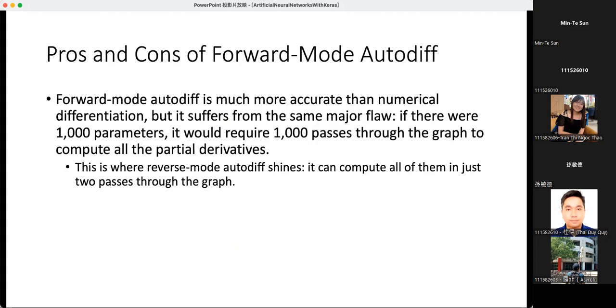So this is where reverse mode autodiff shines. It is so efficient. It's accurate and efficient. It can compute all of these values in just 2 passes through the graph. So this is the best approach. You really cannot beat reverse mode autodiff. So what is reverse mode autodiff?